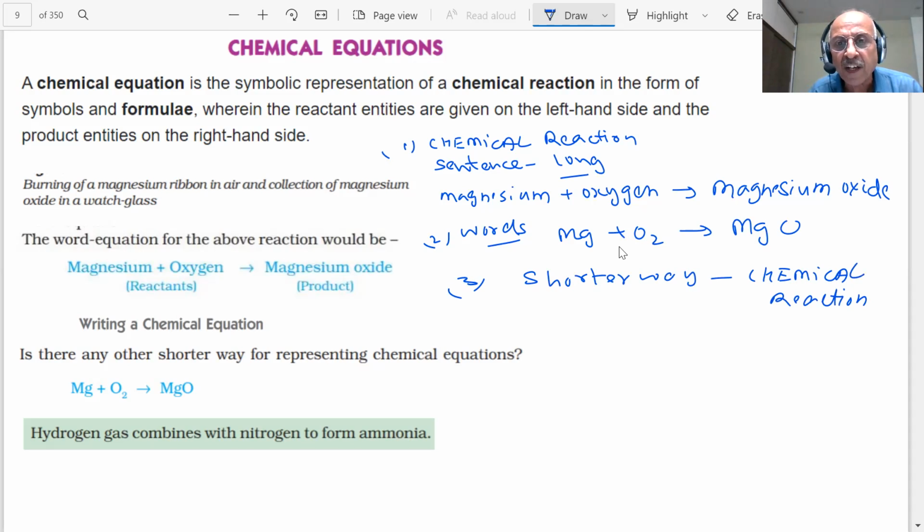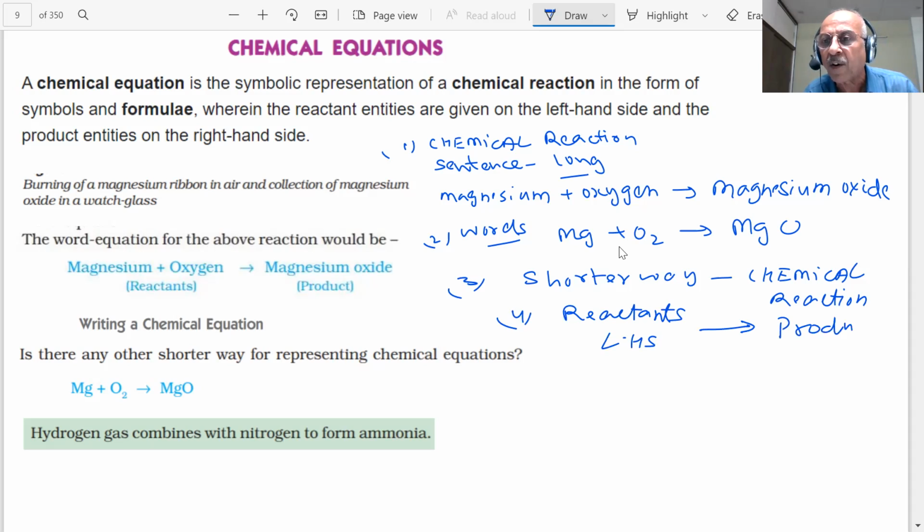The reactants in this case, students, are written on the left hand side. On the left hand side, we write the reactants. We represent an arrow, students. An arrow shows that these reactants are reacting, and the products are written on the right hand side. Therefore, students, a chemical equation is nothing but representing a chemical reaction in the form of symbols and formulas of the reactants and the products.